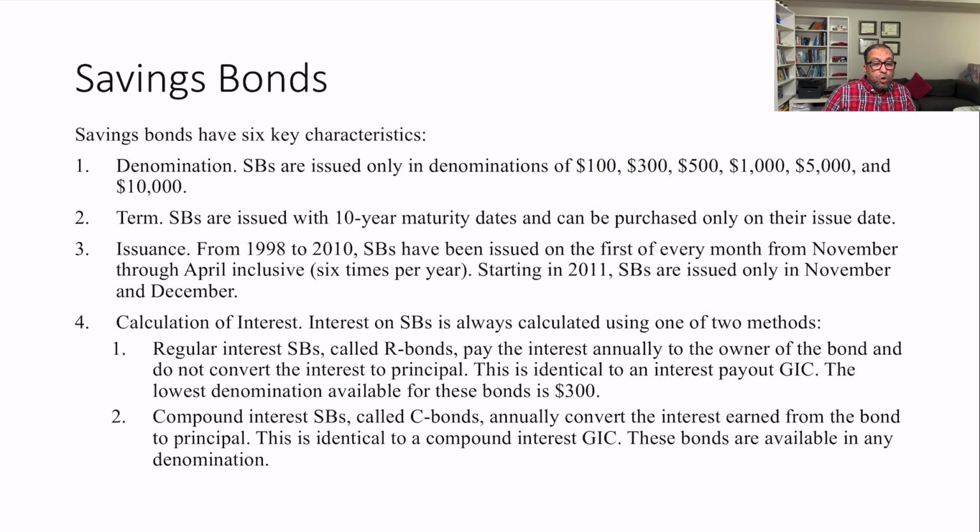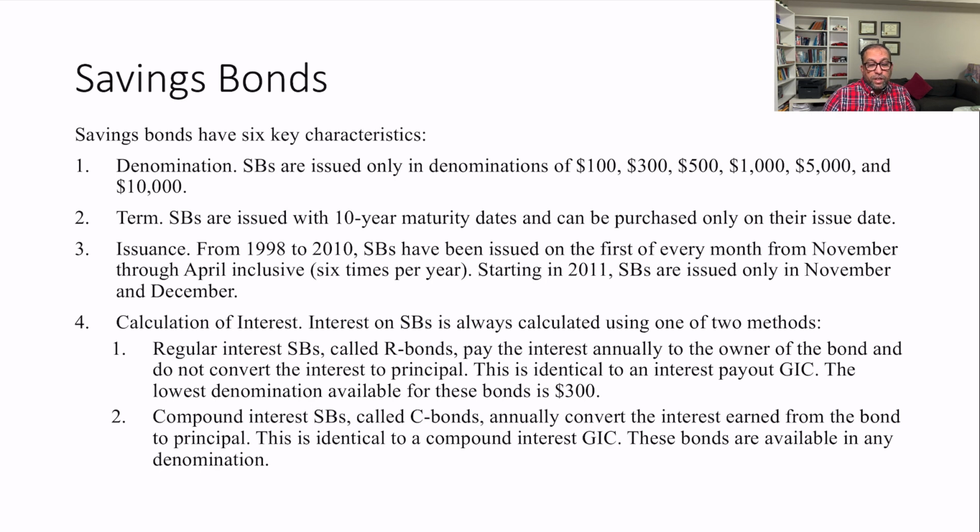Now, savings bonds have six key characteristics. Denominations are very clearly defined, like $100, $300, $500, or $1,000, $5,000, or $10,000. Savings bonds are issued with 10-year maturity dates and can be purchased only on these issue dates. From 1998 to 2010, savings bonds were issued on the first of every month from November. This is very specific to Canadian savings bonds, issued in Canada with serial numbers and everything. Starting in 2011, savings bonds are issued only in November and December.